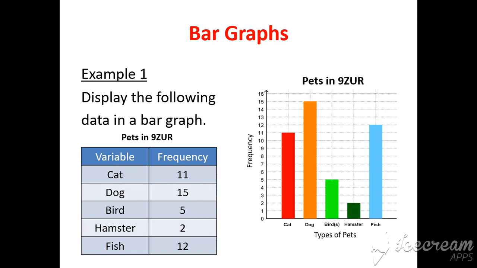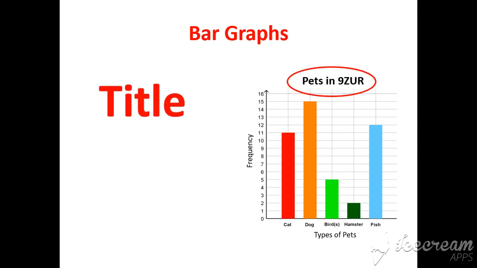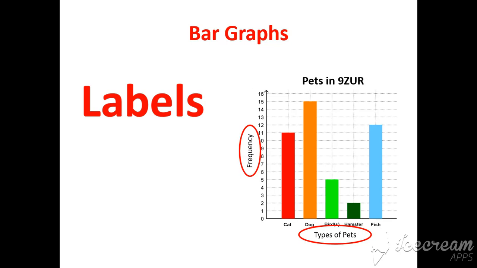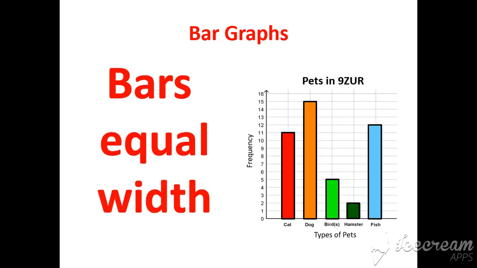So, important to know a couple of things as you draw these. First of all, please put a title. It's important people know what the graph is all about. Second of all, label both axes, the X and the Y axis. The type of pets is what I'm going to write down on my X axis, and the frequency represents my Y axis. And thirdly, and this is really important, make sure your bars are equally spaced and equally wide. No point having some bars wider than the others, because that distorts the graph.